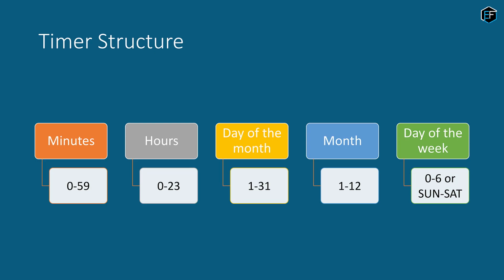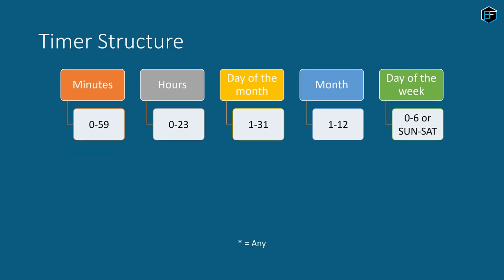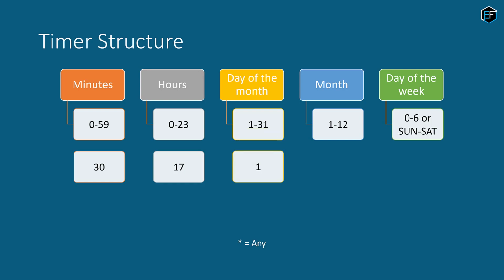So let's make a concrete example here on the timer. Let's say, for example, that we put 30 for the minutes and we put 17 for the hour. So this basically means 5:30 p.m. We add for the day of the month a 1, and for the month itself and the day of the week, we add one asterisk.